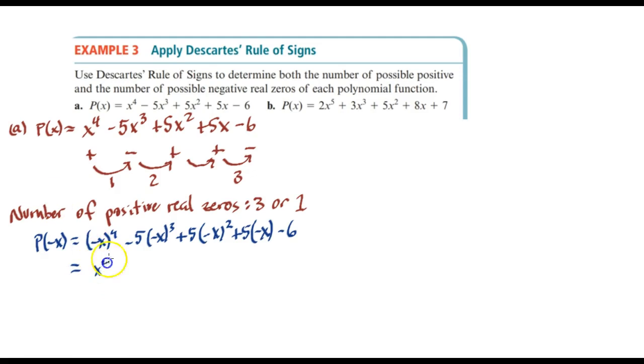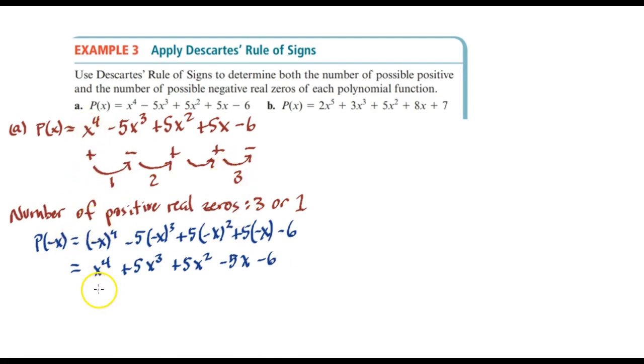So this becomes x to the fourth since it's an even power. And then this will make plus 5x cubed, because we know negative x cubed is negative, and negative times a negative is positive. And then this will turn into x squared. Negative x squared is x squared, so this is still positive. And then negative 5x and minus 6. So you'll notice anything with an even power, you'll keep the same sign. We had x to the fourth before, and we still have x to the fourth. And whenever you have an odd power and you're plugging in negative x, the sign will just change, negative to positive. That's something you'll notice if you compare p of x to p of negative x.